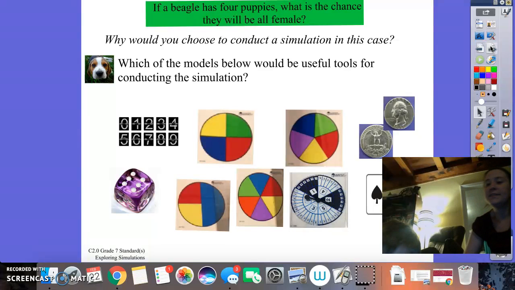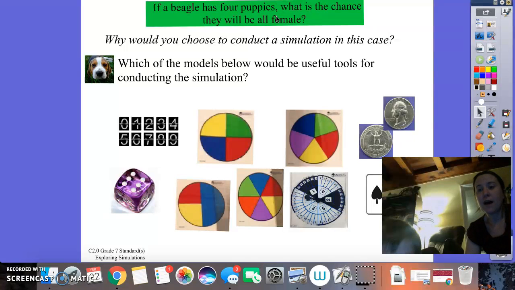So instead of doing all that, we do a simulation. A simulation involves all of the manipulatives that we've been talking about so far: dice, spinners, coins, cards, whatever. And it's up to you to decide what is the best way to simulate this event. This event that we're talking about is, if a beagle has 4 puppies, what is the chance that they will all be female? And so I want a manipulative that's going to represent having male puppies, female puppies for this beagle.